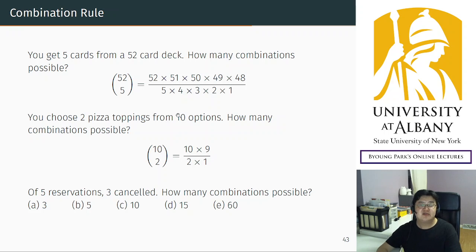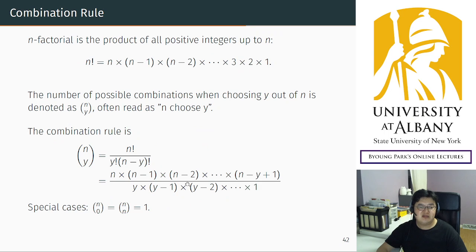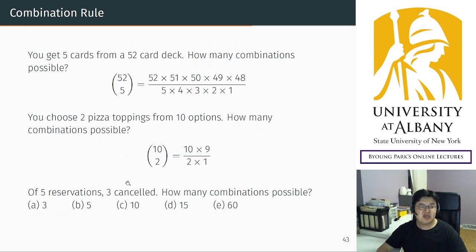Where can we use this rule? Maybe the most interesting, most popular example to apply this rule is playing cards. So for example, suppose that you get 5 cards from 52 cards. How many combinations are possible? Applying this rule, we can write the answer in this way. This is the number of possible combinations in a card game.